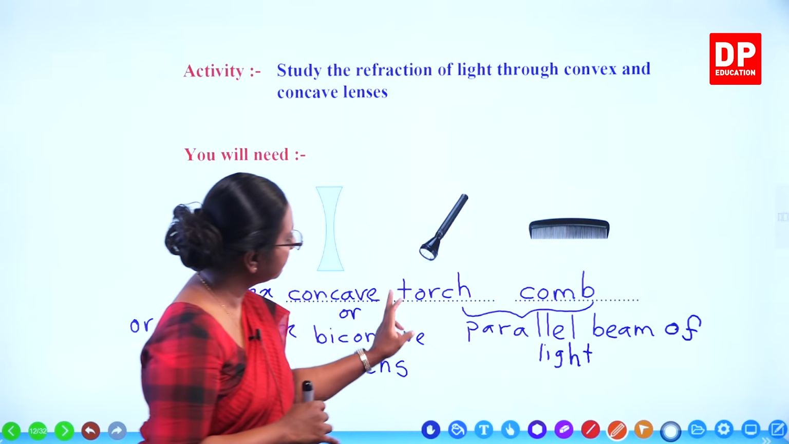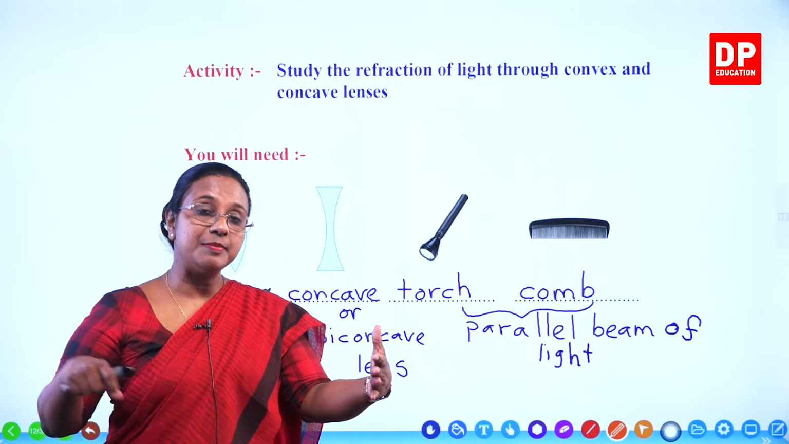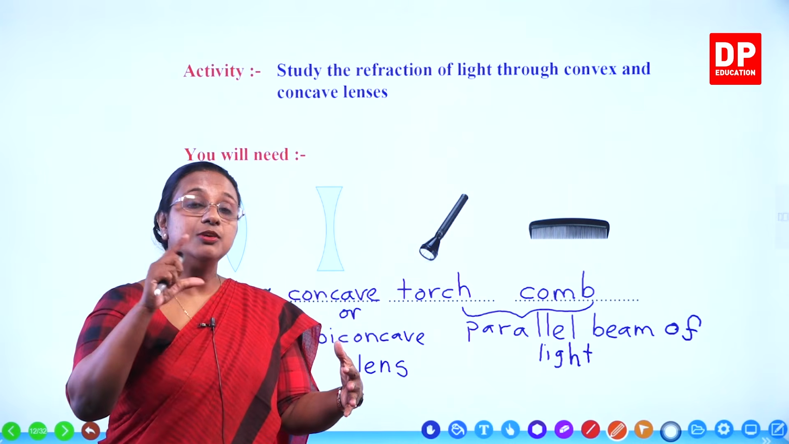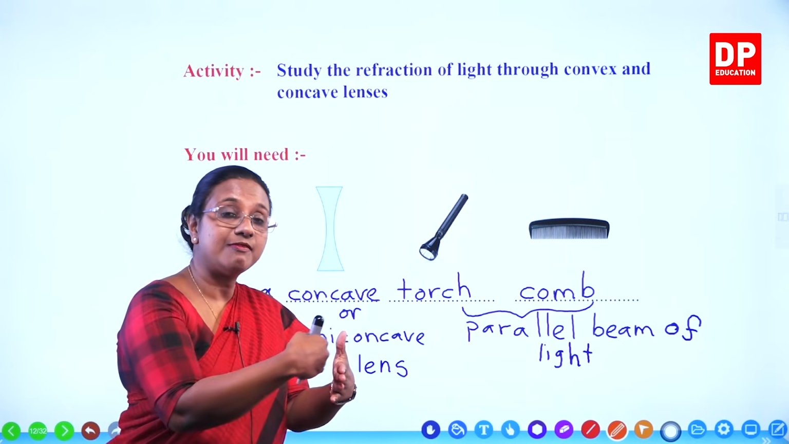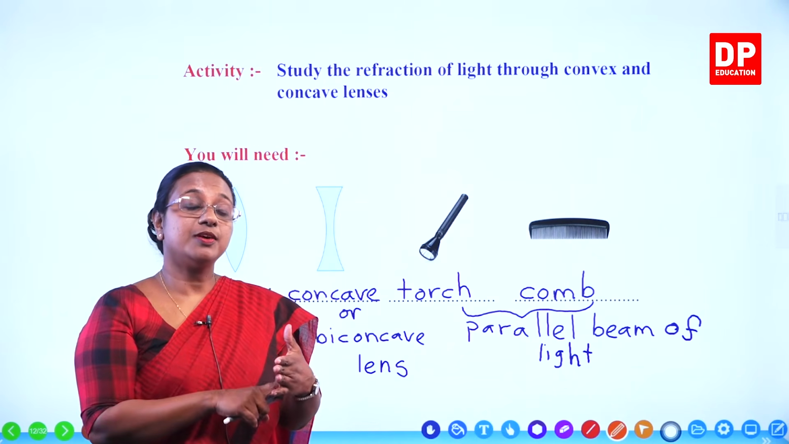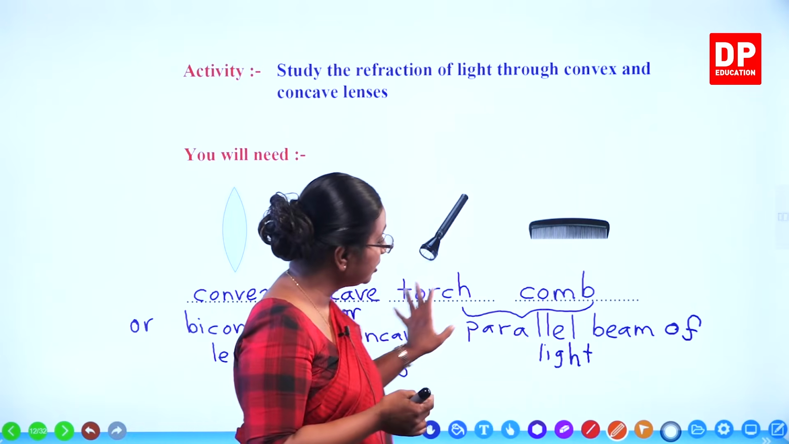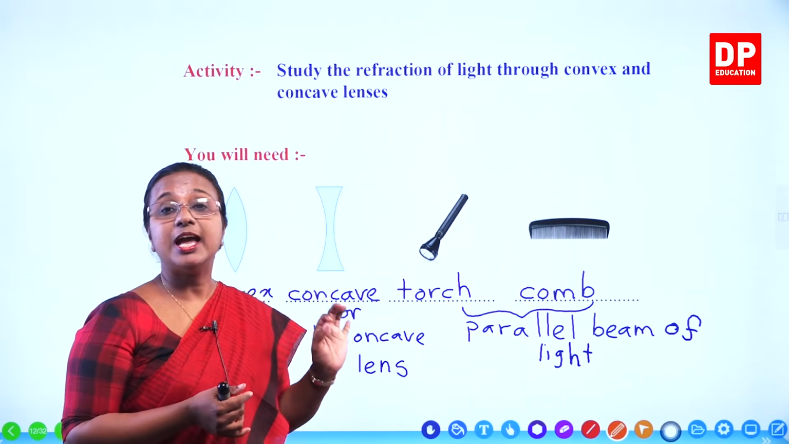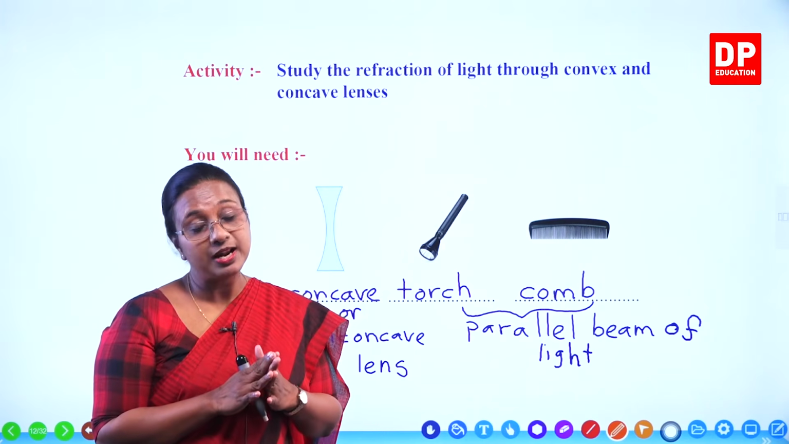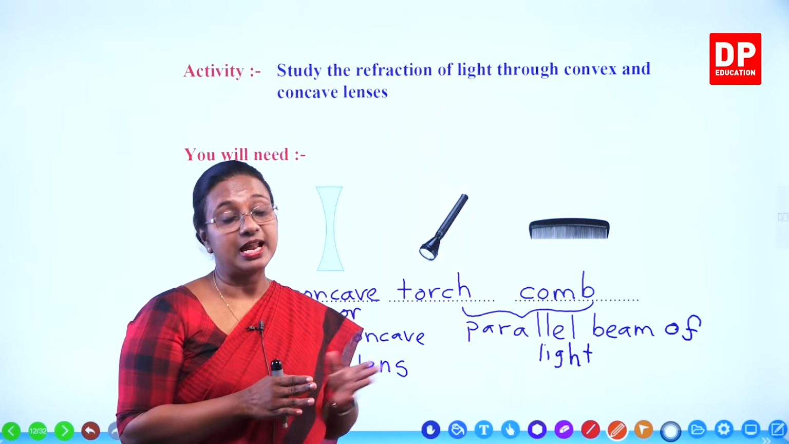So you're familiar with using the torch and the comb. When you place a comb on the table and shine the torch to it, there is a circular beam of light. But when it travels through the comb, because of those teeth-like structures on the comb, it forms a parallel beam. So either we can use these two, or else we can use a laser beam, where you have a parallel beam of light. That is also available in the laboratory. We can use that as well.